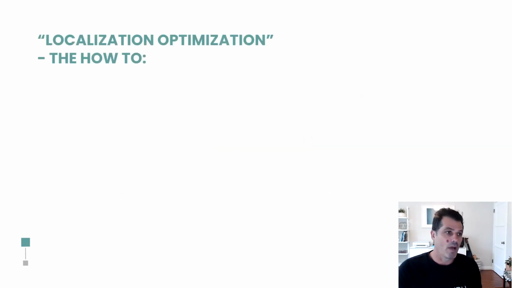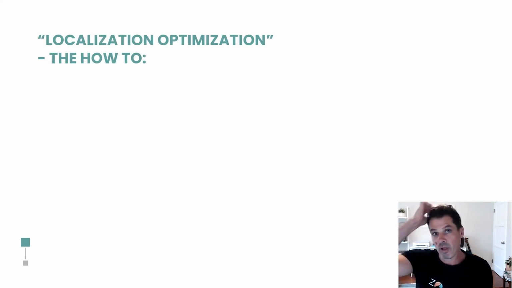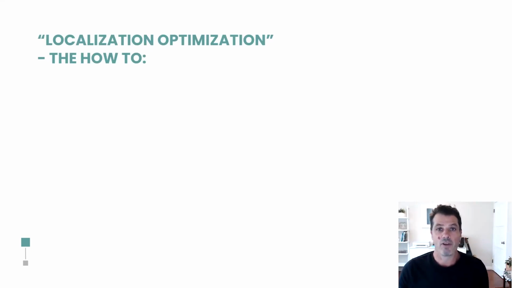Okay, so I want to focus now on what I call localization optimization, which is how you optimize your listing for the local market. For example, if you have a product and you're selling it on Amazon France, or Amazon Spain, or in this case, Amazon Germany, what are the key steps you need to take to make sure your listing is fully optimized to get the most traffic and beat your competitors, right? That is the critical piece.